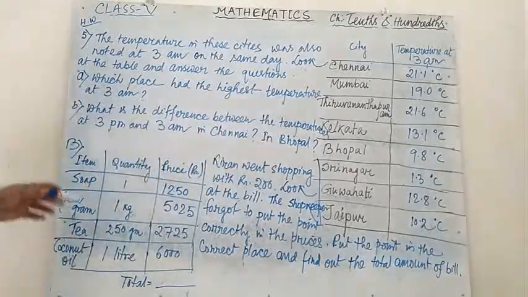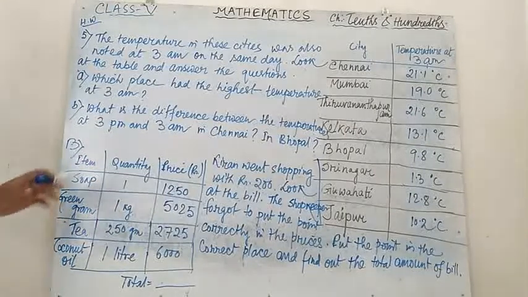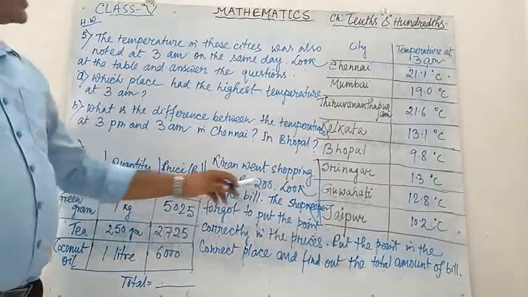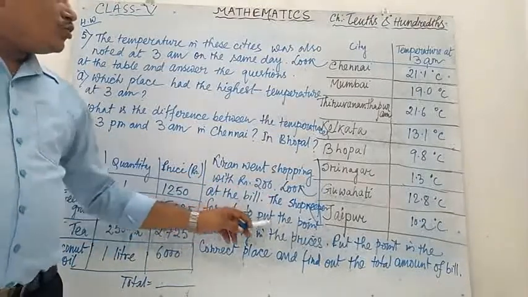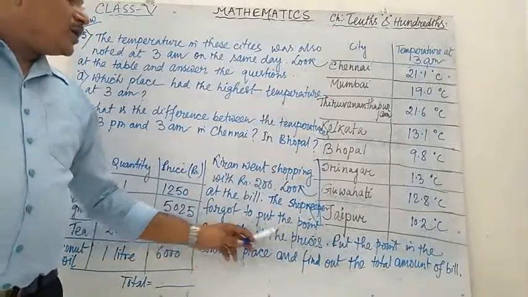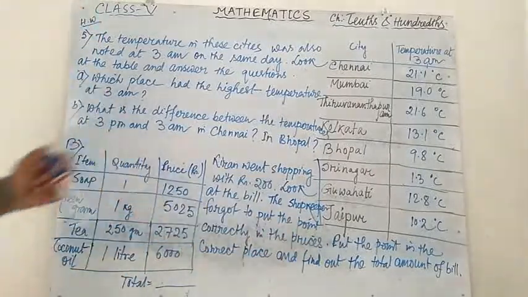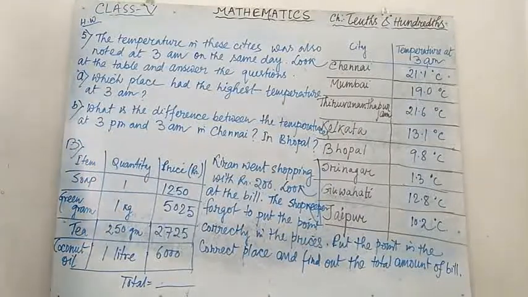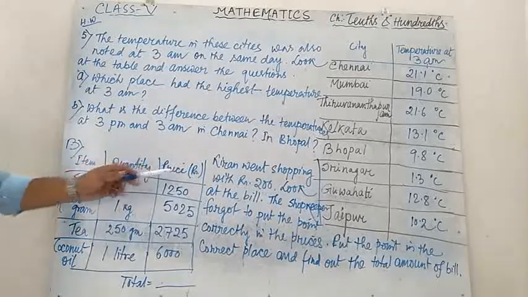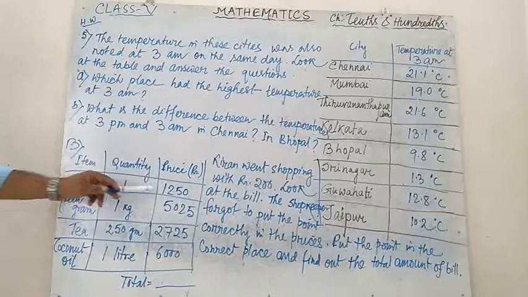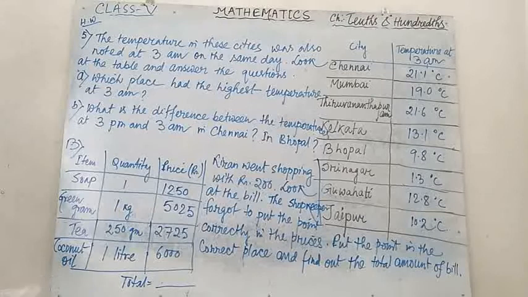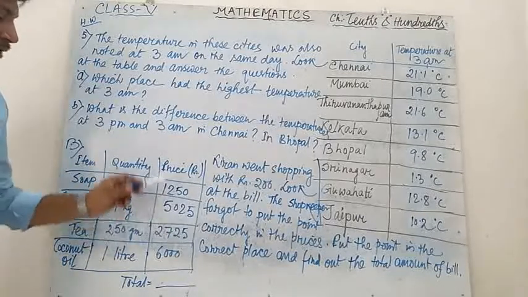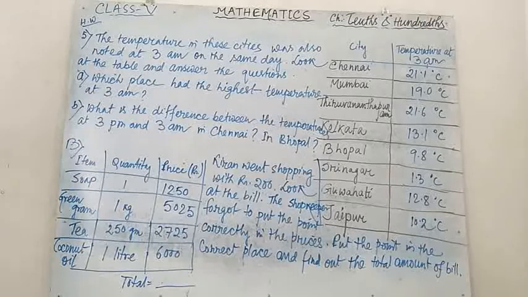In Bhopal. Number 6. Kiran went shopping with rupees 200. Look at the bill. The shopkeeper forgot to put the point correctly in the prices. Put the point in the correct place and find out the total amount of the bill. Here you can see item, quantity, price, for example 1250, no point is given. So you have to put the point correctly and find out the total sum.